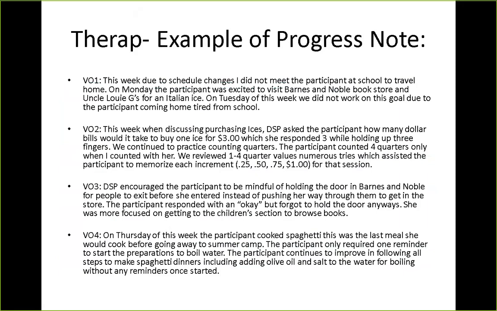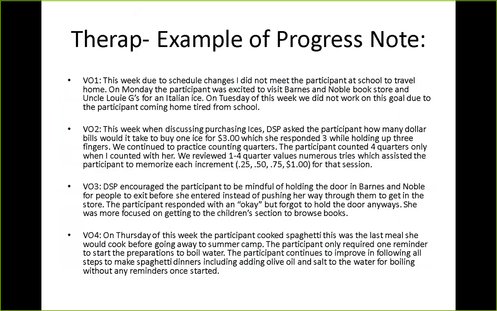Valued outcome number 2. This week, when discussing purchasing ices, DSP asked the participant how many dollar bills it would take to buy one icy for $3, which she responded 3 while holding up 3 fingers. We continued to practice counting quarters. The participant counted 4 quarters only when I counted with her. We reviewed 1 to 4 quarters numerous tries, which assisted the participant to memorize each increment: 25 cents, 50 cents, 75 cents, $1 for that session.